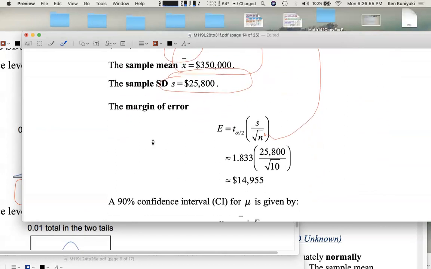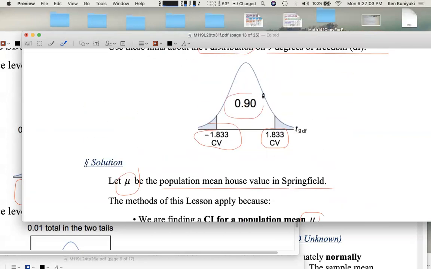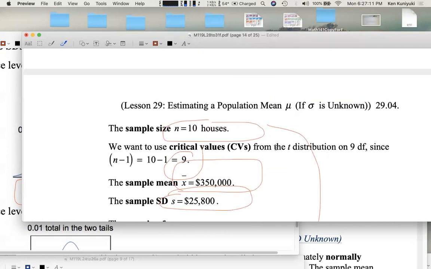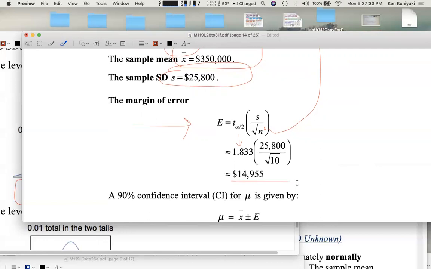Okay, so the margin of error, this is from the formula I showed you earlier. The positive t critical value, that's from the hint. For a 90% confidence interval, t-distribution on 9 degrees of freedom, we want 1.833. That's the positive critical value we want. That goes here. The sample standard deviation from our Excel spreadsheet was $25,800. Sample size was 10. The 10 goes here, not the 9. Work this all out, we get about $14,955. We'll show how Excel can spit this out for us later on.